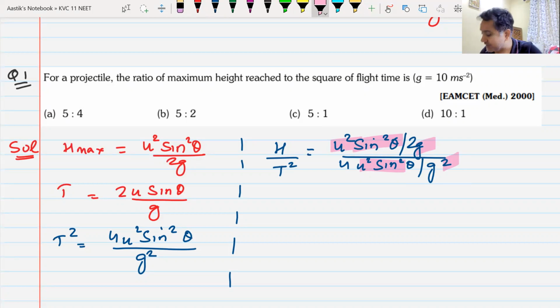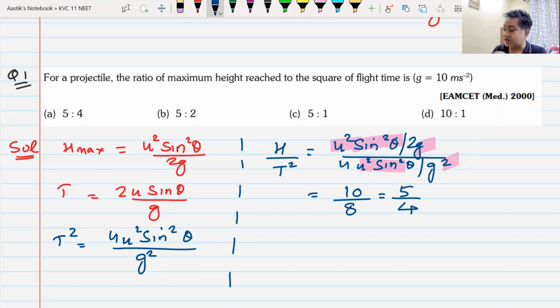G is taken as 10. So you have g divided by 8, which is 10 divided by 8. The answer will be 5 by 4. Anyone got this answer? Okay, well done. My dear friends, this is all about maximum height, and we will come to this maximum height again. Don't worry. Let us first move on.